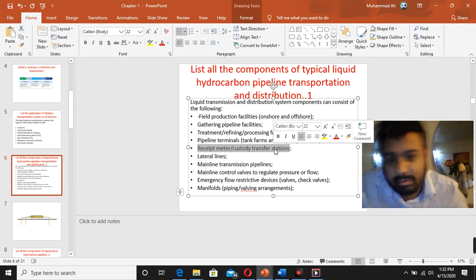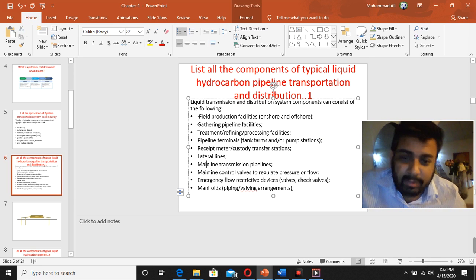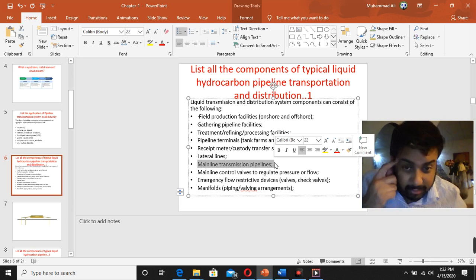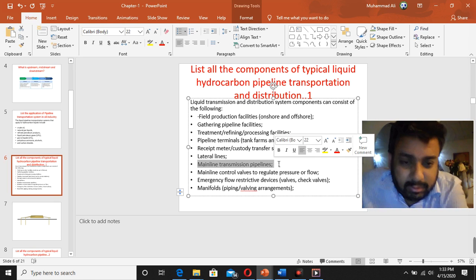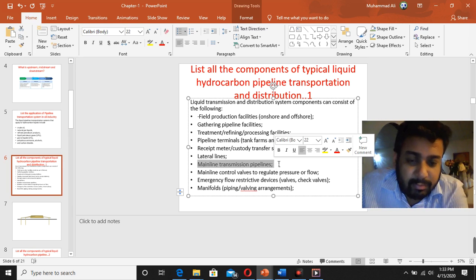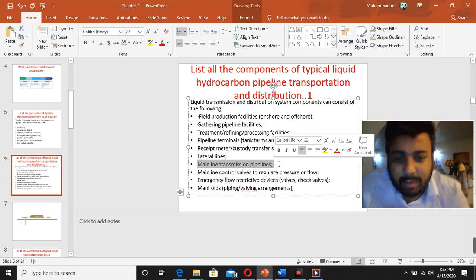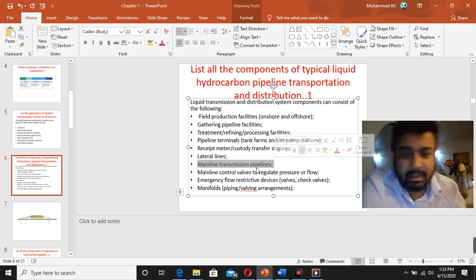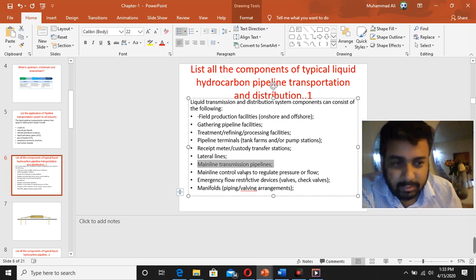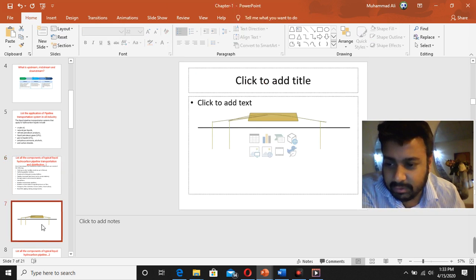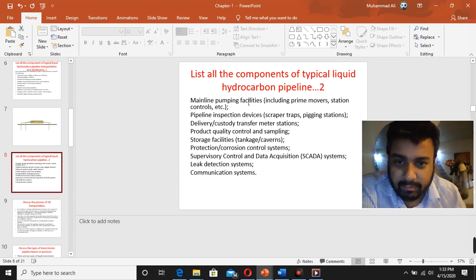Then we have the main transmission pipelines. These are the longest ones, for example 100 kilometers, 200 kilometers, 500 or 1000 kilometers. For example, from here to Ceyhan port, we have a main pipeline. Then, of course, we have lots of main valves to regulate the flow and pressures and so on. So these are the typical components needed for any pipeline.